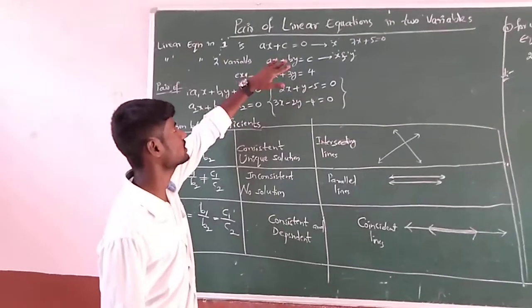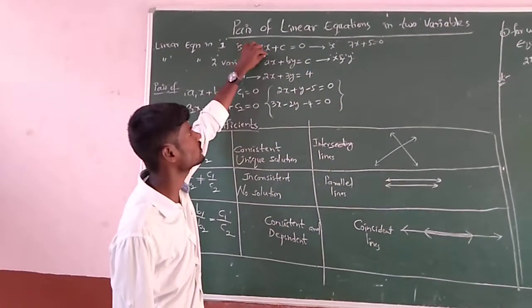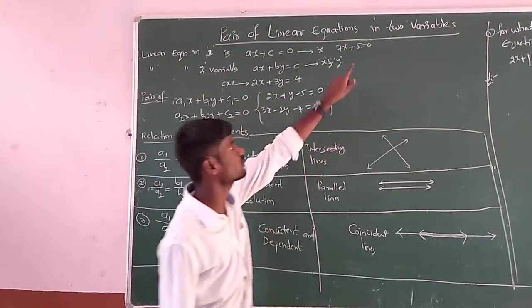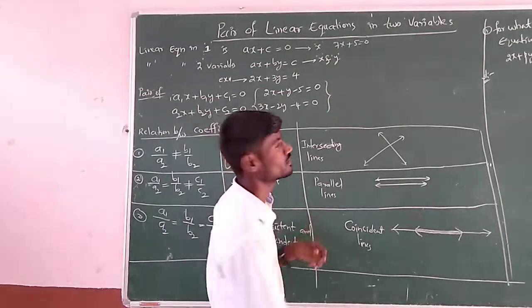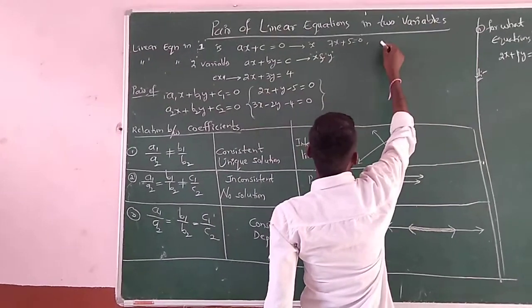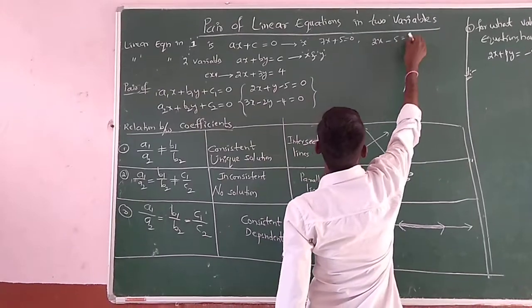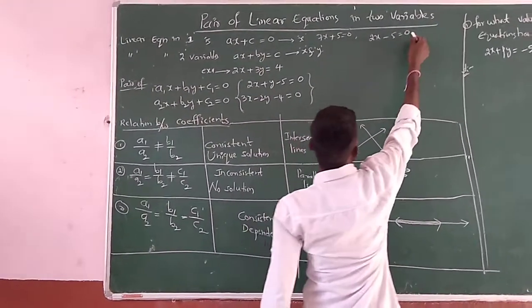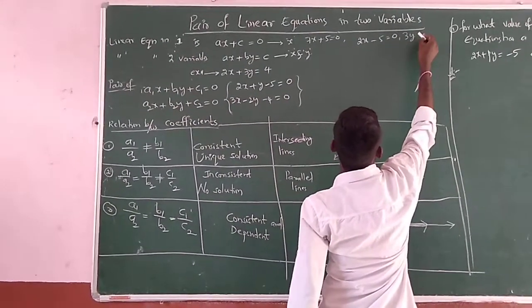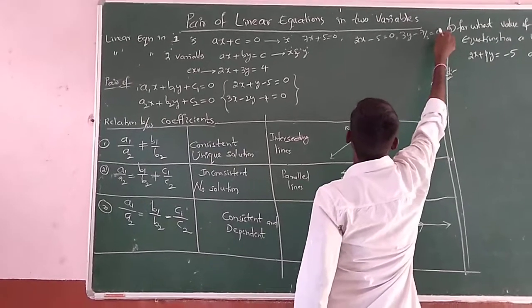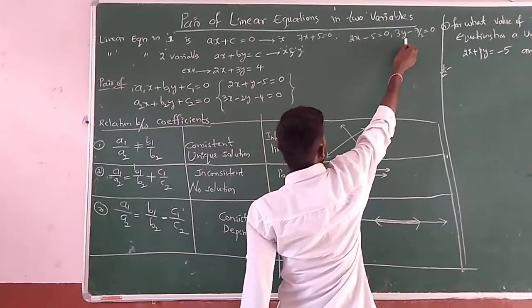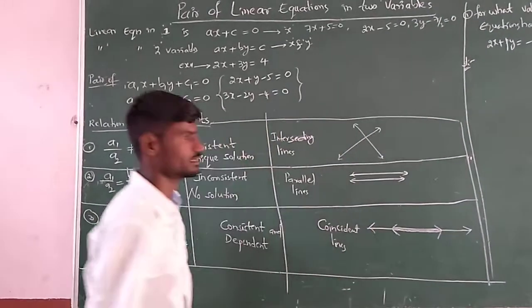Linear equation in one variable means it involves only one variable. For example, 7x plus 5 equal to 0, or 2x minus 5 equals 0, or 3y minus 7 by 3 equals 0. It is a linear equation with only one variable, y or x.